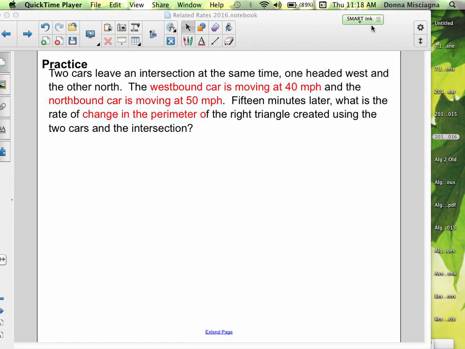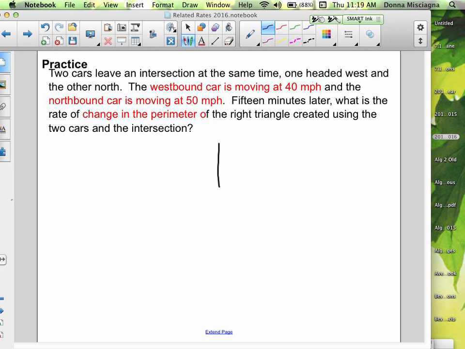So now this is a right triangle problem involving something we haven't looked at, and that's rate of change in perimeter. Let's draw a picture to represent our cars. There we go. So we have westbound and north. Okay. So two cars, they start off, here's the intersection. Let's put a big I for intersection. They start off in the same place. And one's moving north and one's moving west.